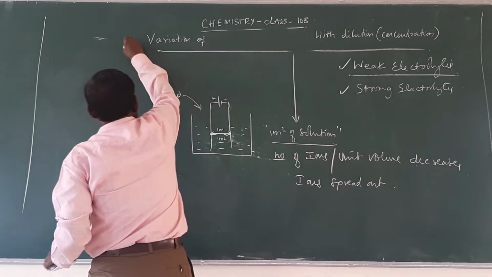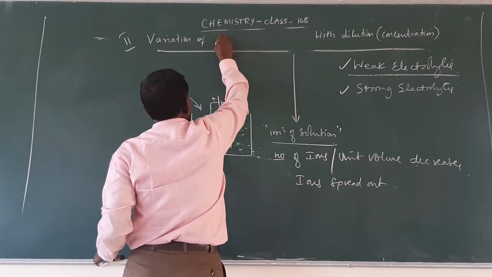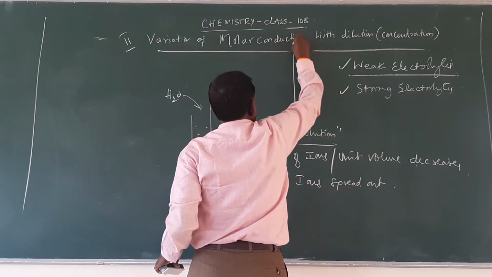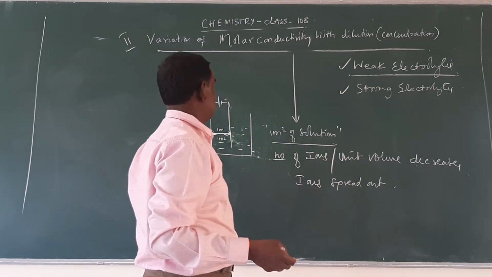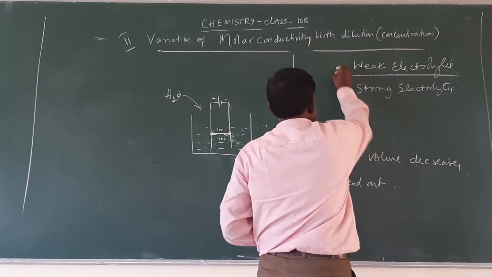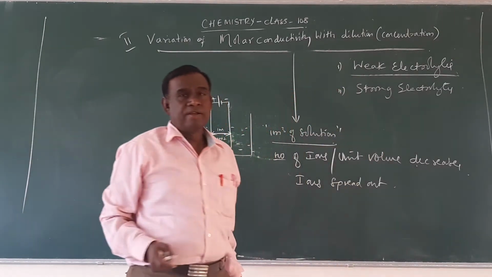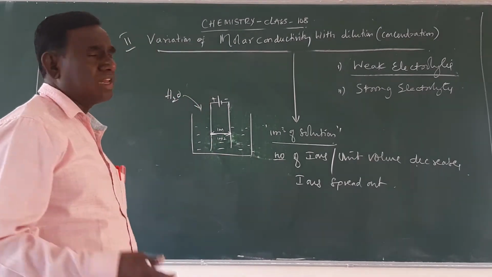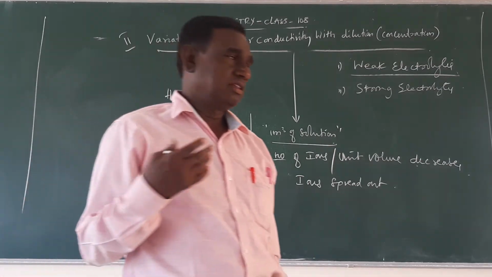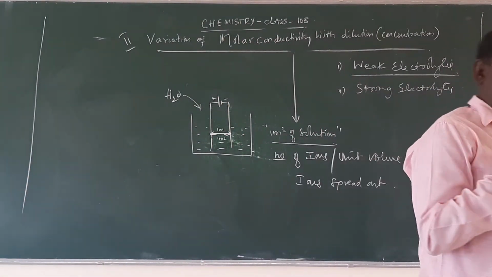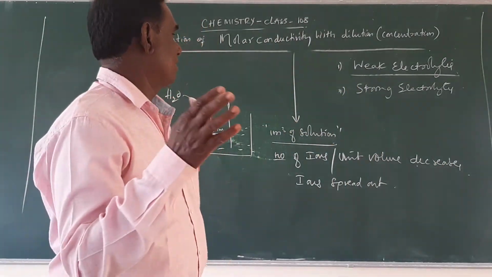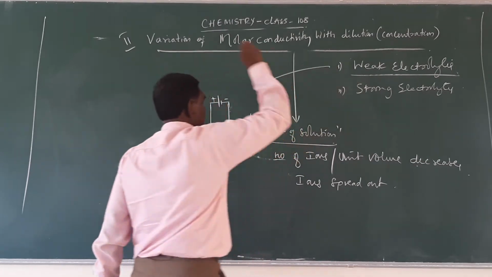Okay. Next, coming to the second one: variation of molar conductivity with dilution or concentration. Here also we are going to take two conditions. One is weak electrolytes, second one is strong electrolytes. Generally, weak electrolyte solutions contain some undissociated molecules. That is, a weak electrolyte solution contains ions as well as some undissociated molecules which are not dissociated at all.